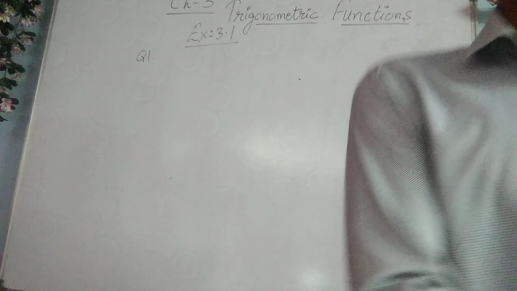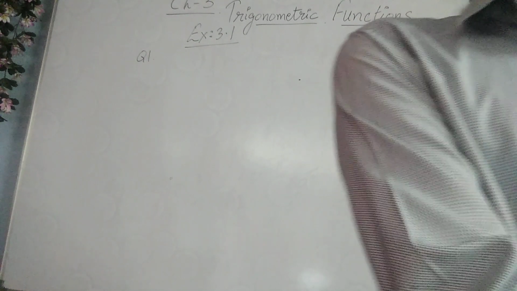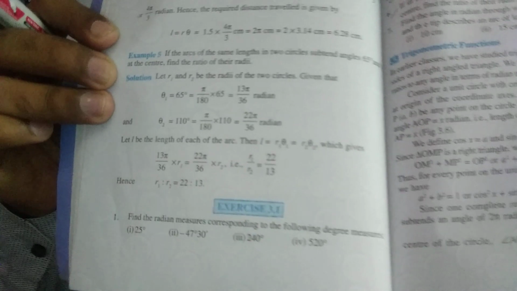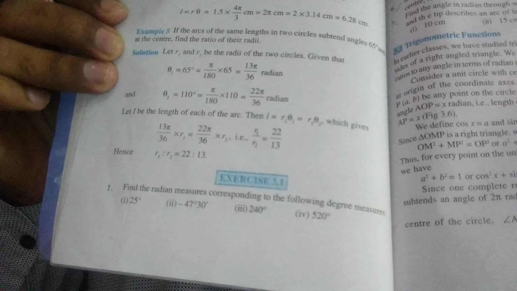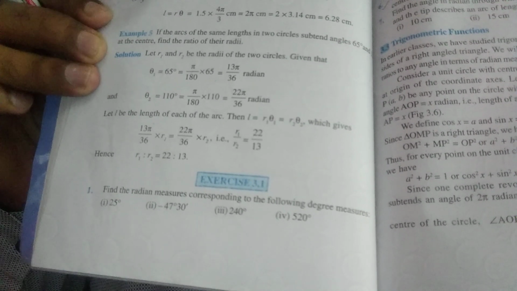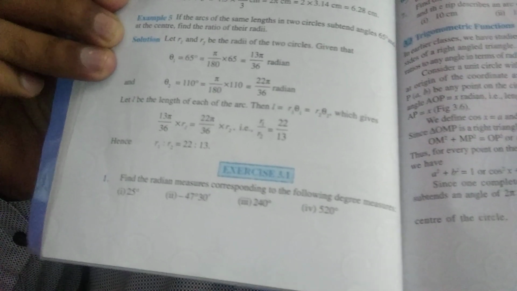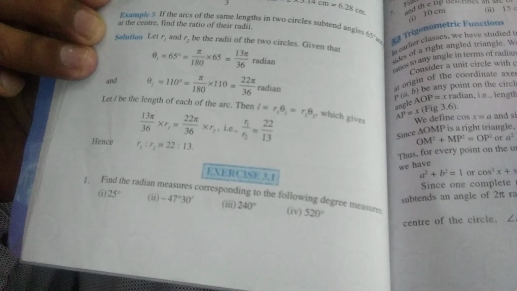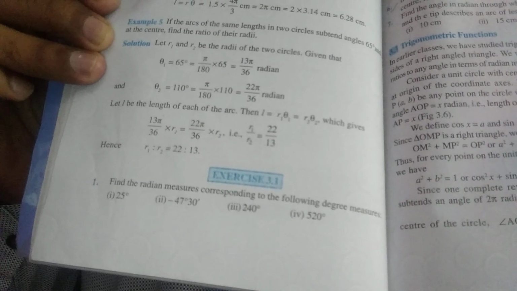I can show you this very first question in the book. You can read out this question along with me. Find the radian measure corresponding to the following degree measures. In the following parts, you can see that there are 4 parts in which the measure is given to you in degree, and you have to convert this degree measure into radians.